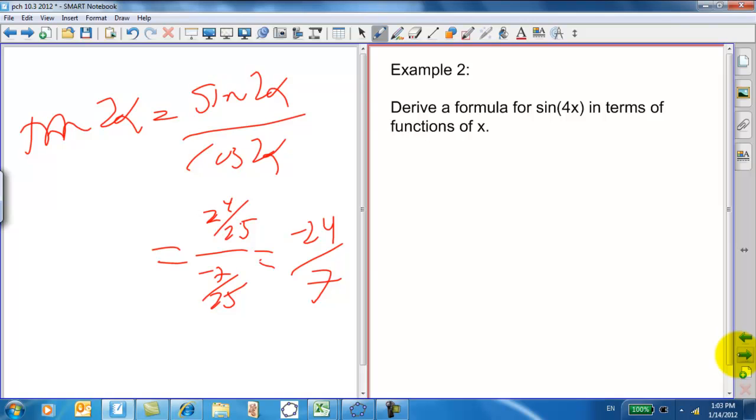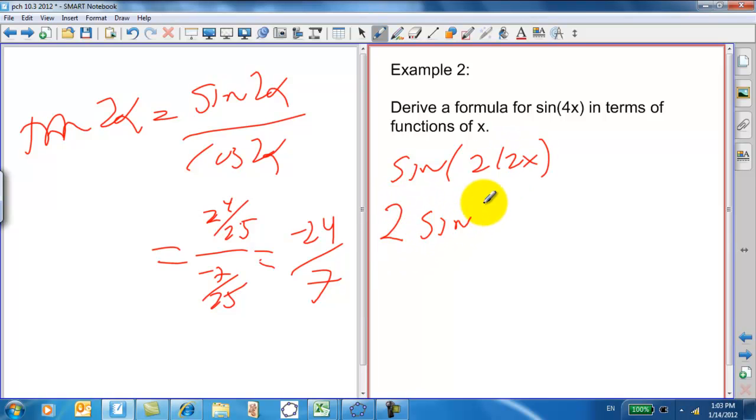Okay, now here's another example. Derive a formula for sine 4x in terms of functions of x. So you want to get this out here. You can't just float out. This is not multiplication here. We can't reassociate it. We have to think of it first as the sine of twice 2x and use the sine double angle identity. So that's 2 sine 2x cosine 2x.